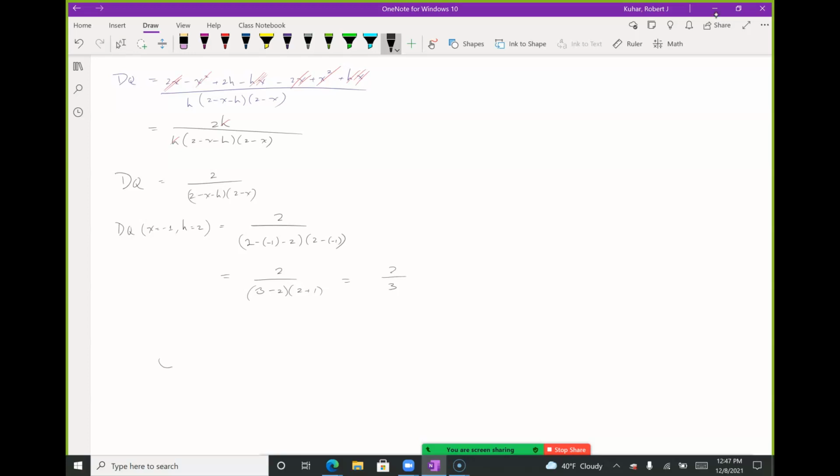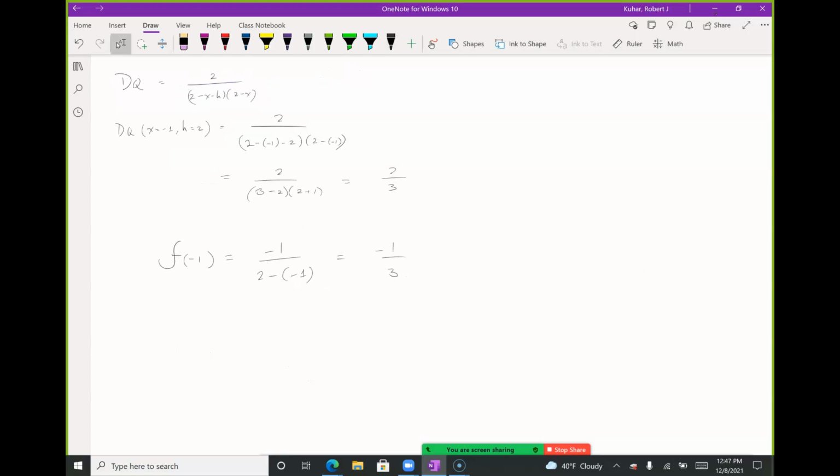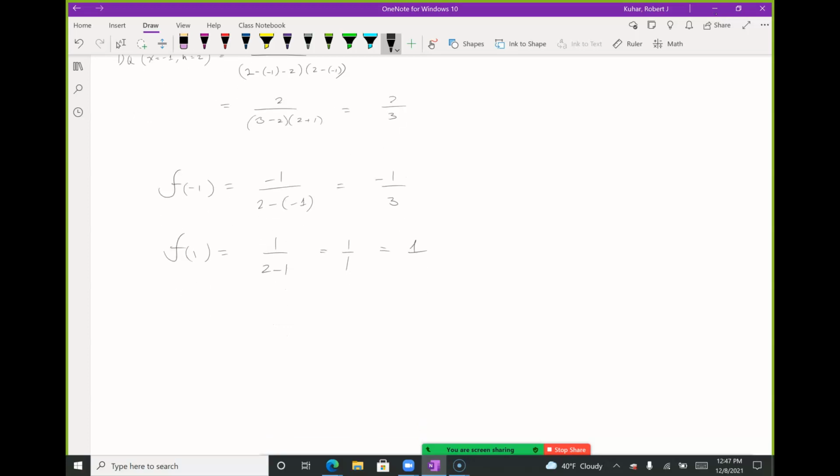Got it. So I just have to find a point. So I know that f of -1 is what? -1 over 2 minus -1, right? x over 2 minus x. So I get -1 over 3. That's fine. So I can use that point, right? Let's just see what the other point is real quick. 1 over, oh, that was easier. So I get 1 over 1.